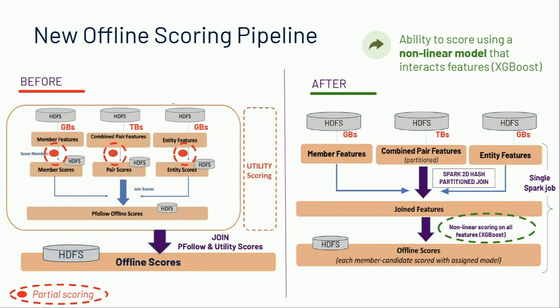And last but not least, the main improvement that we got from this refactoring and the 2D hash partition join adoption is the ability to score using a nonlinear model, such as XGBoost. This model takes into account a lot of interactions between the features and brings a lot of relevance improvements.